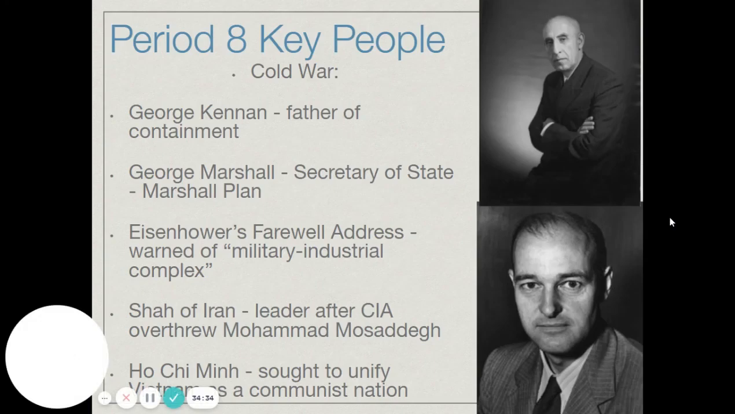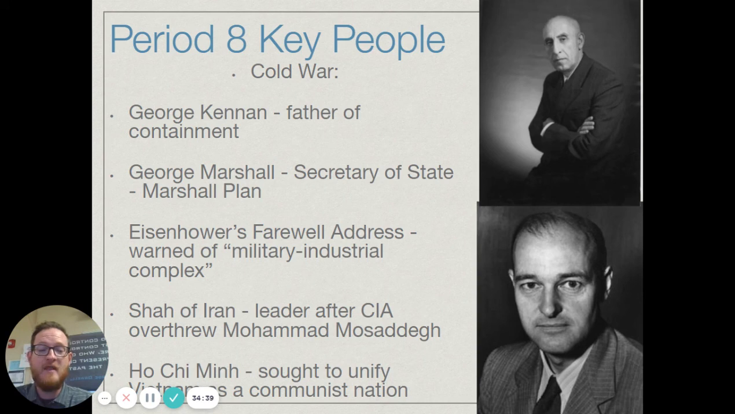So let's jump in really quickly to some people that you need to know. Again, some of these people we have already mentioned, so we'll go through them pretty quickly. One of them is going to be George Kennan. He is the father of the whole containment policy that we talked about. George Marshall, who had been a general, would be the Secretary of State. He would come up with the whole Marshall Plan.